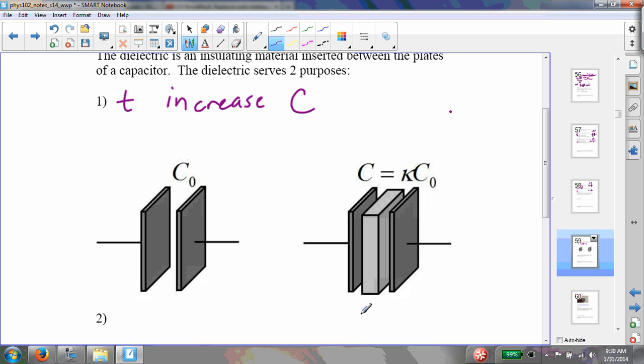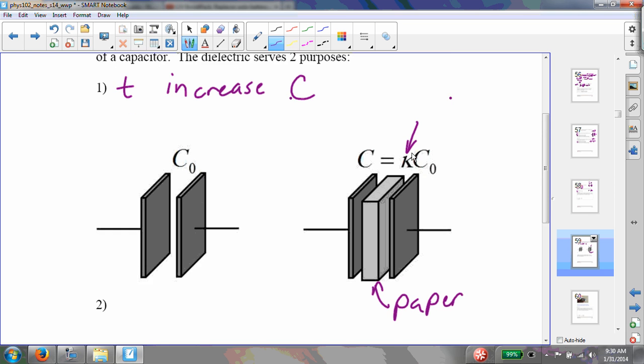This insulating material can be wood, rubber, or paper, which is a very common material because it's a good insulator, it's cheap, and it's very flexible. And that increases the capacitance by an amount called the dielectric constant. So this kappa is the dielectric constant. The dielectric constant is always greater than 1. The dielectric always causes an increase in the capacitance of a capacitor.